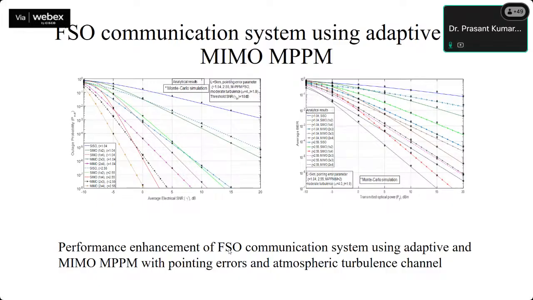So here you can see, using the adaptive and MIMO MPPM, how the average BER and outage probability have improved for different kinds of SISO, SIMO, and MIMO systems with a link range of 5 km, having the pointing error parameter zeta equal to 1.04 to 2.55. Here we consider first the two-level PPM, but this can be further increased to larger numbers depending on the system's capacity and how much time it takes to simulate. And we did this simulation using Monte Carlo simulation, besides the numerical analysis.